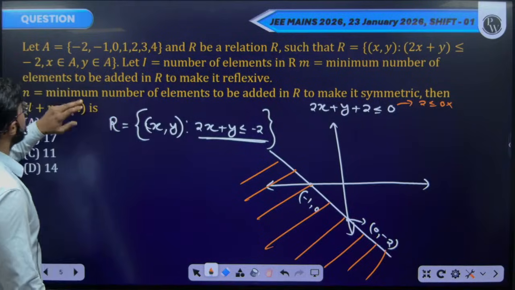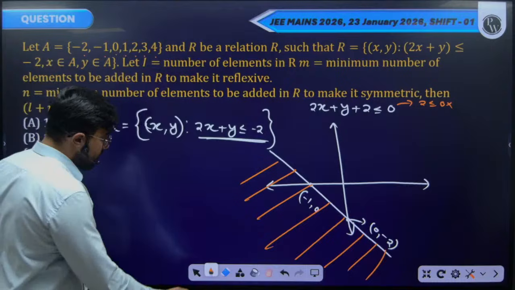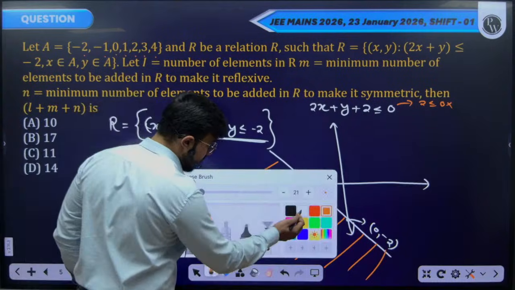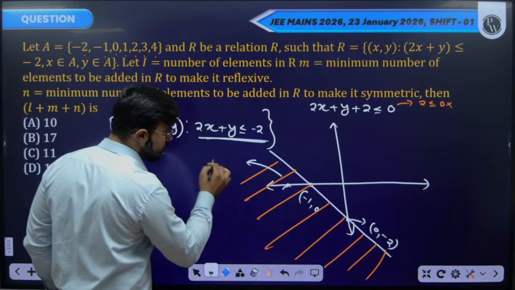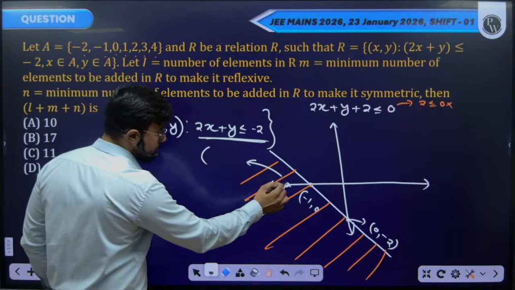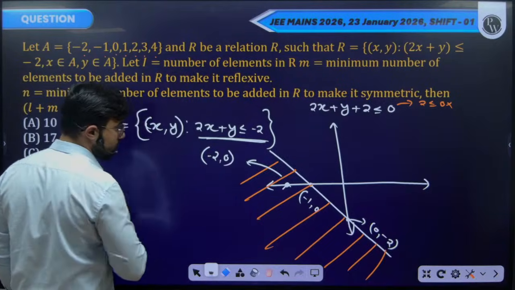Now what are the elements we have? Minus 2, minus 1, 0, 1, 2, 3, 4. So can we take minus 2? Yes, we can take minus 2. This point is in the region, minus 2 comma 0 we have. Yes, minus 2 comma 0.